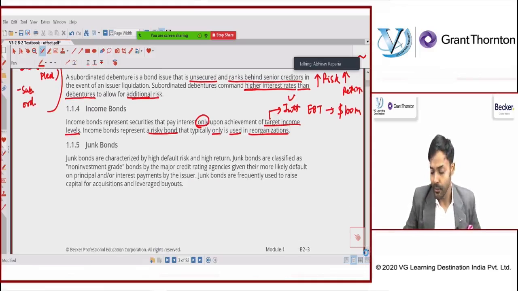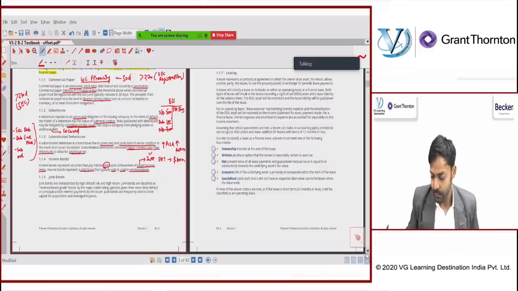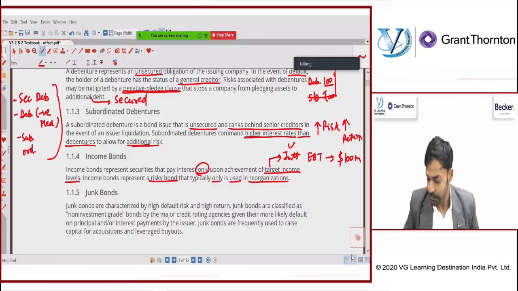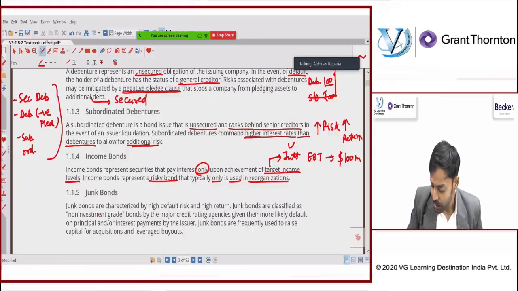Next in line we have junk bonds. Okay. Then we have the junk bonds. Junk bonds are also called high yield bonds.